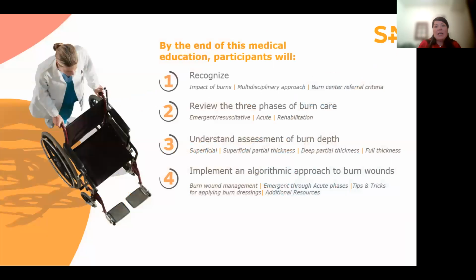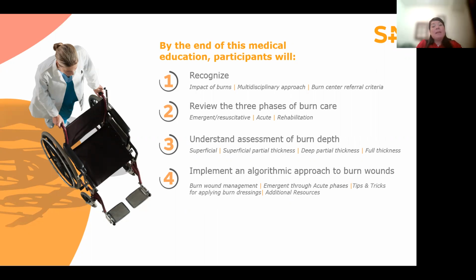Today's learning objectives are that by the end of this education session, you will be able to recognize not only the impact of burns, but the importance of a multidisciplinary approach, and which patients that come into your emergency department you want to refer to a burn center. Review the three phases of burn care. In the emergency department, you'll mostly triage emergent, resuscitative, and acute burns, but what happens at the beginning of the burn survivor's journey is also very important for their ongoing rehabilitation.